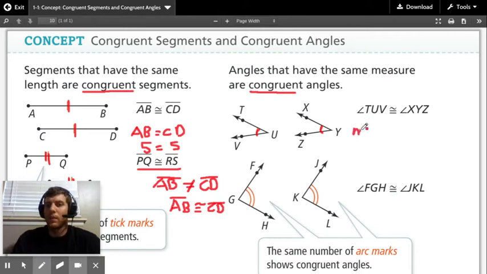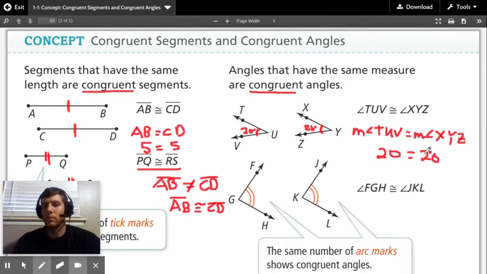So again, the measure of angle TUV is equal to the measure of angle XYZ, right? Because those are numbers. The measure of angle is our number. So if this was 20 degrees, this is also 20 degrees. This measure of represents the number. So the numbers are equal, but these are obviously two different angles. Angle TUV is over here on the left, angle XYZ is over here on the right, so they're not equal, but they're congruent because their measures are equal.